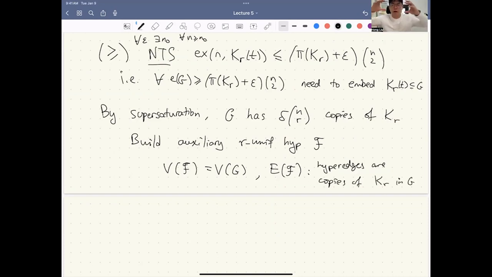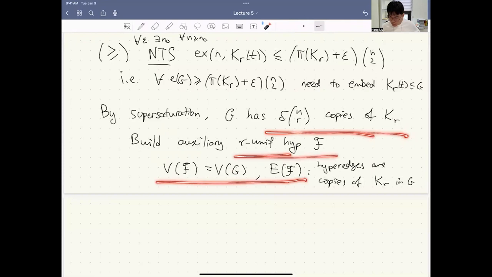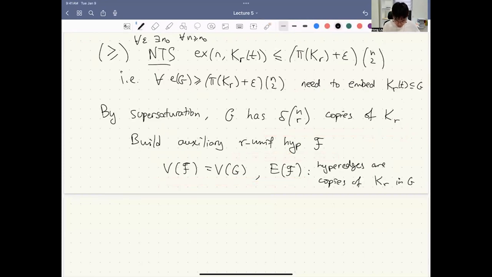So every R-set in G, if it is a complete graph in G, I make it a hyperedge of F. By supersaturation, I know that this F has many, many edges. So the number of edges of F is at least delta times n choose R, which means F has positive edge density.